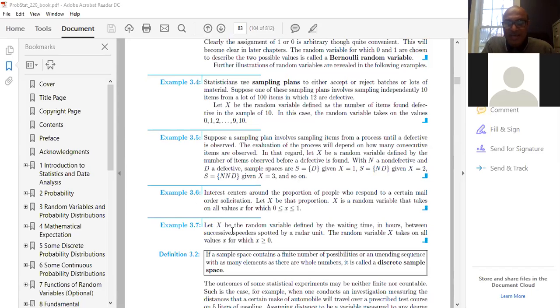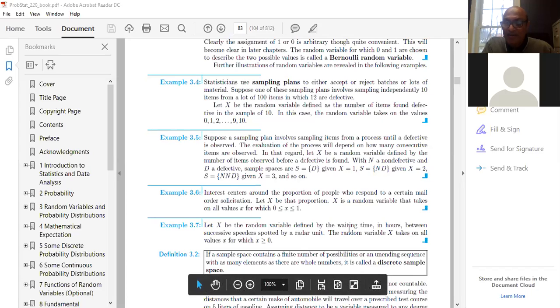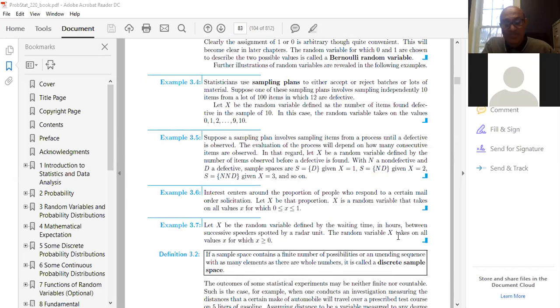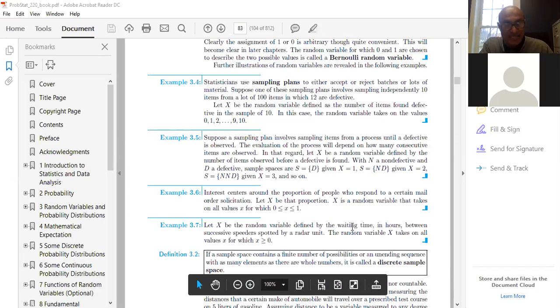So let X be a random variable defined by the waiting time in hours. Now waiting time in hours, that means it could be 1 hour, 2 minutes, 5 seconds, 10 milliseconds. So you are measuring every number. Suppose it is between 1 to 5 hours waiting time, or 0 to 5 hours, each and every number between 0 and 5 is being counted. And that's why this waiting time is the example of a continuous random variable.